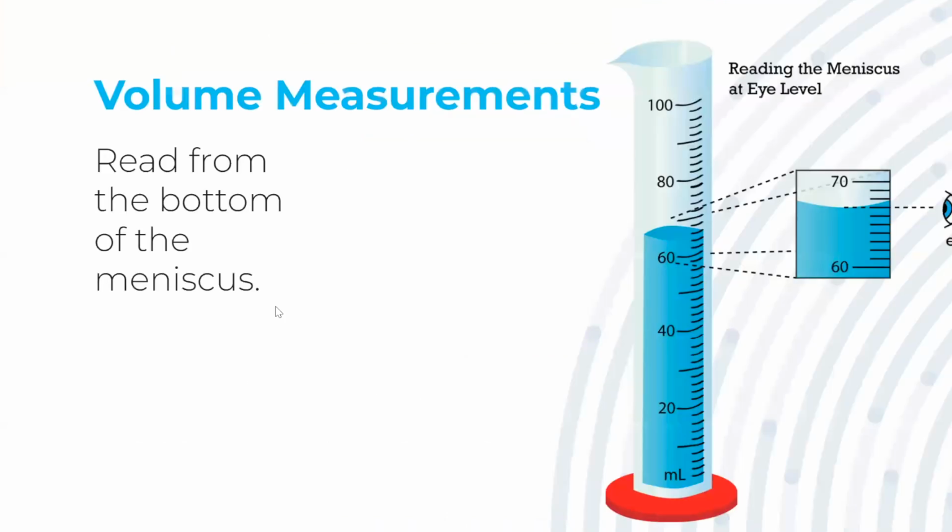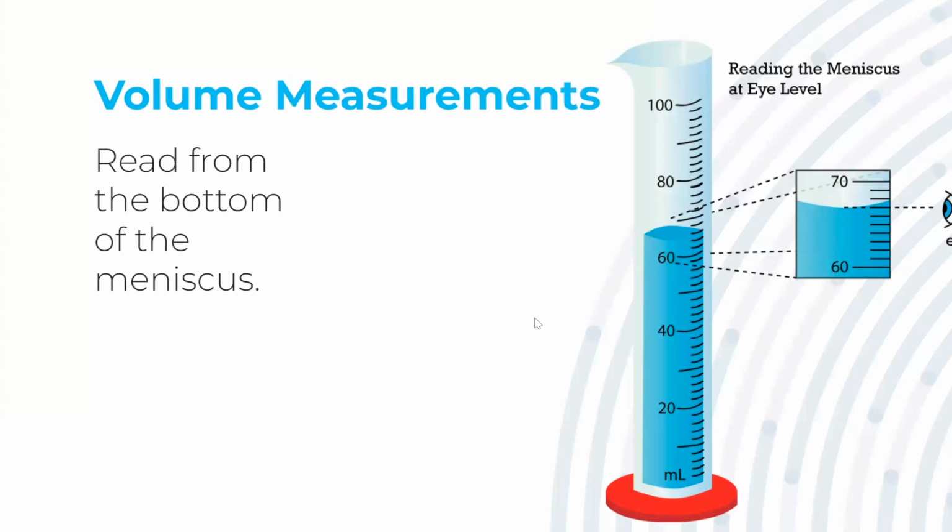When we are measuring volume, we're going to look at a couple of different measurements and look at accuracy versus precision. You always look at the bottom of the meniscus for a graduated cylinder. The meniscus is the little dip in the water because of the water's attraction to the sides of the container. The bottom of that dip is where we read a measurement for volume.